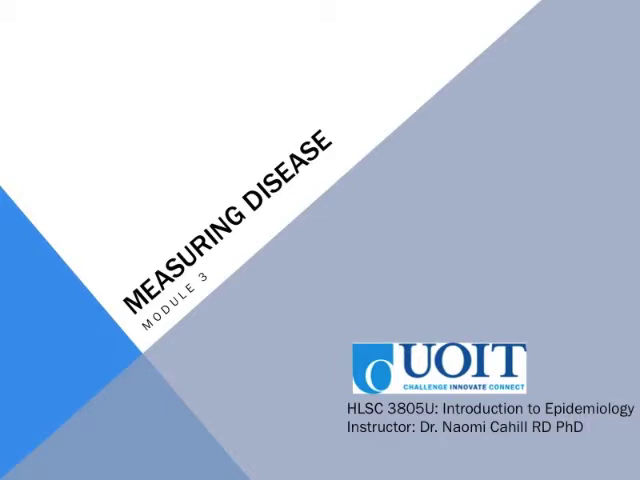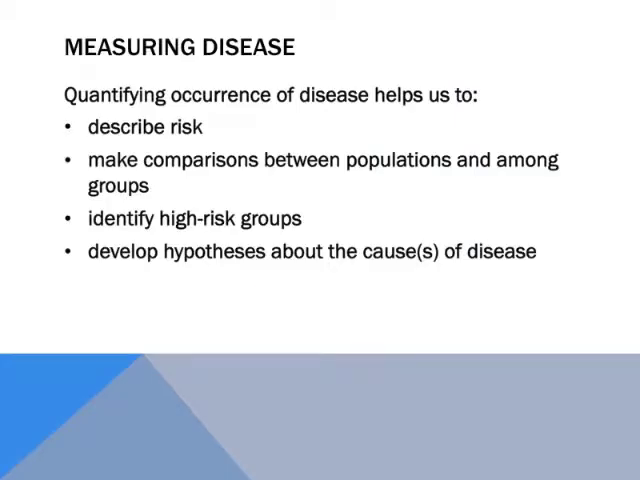Module 3 focuses on measuring disease. Statistics are used to summarize the data collected through epidemiological studies, so we can learn from the data. Quantifying the occurrence of disease helps us to describe risk, make comparisons between populations and among groups, identify high-risk groups, and generate hypotheses about the causes of disease.